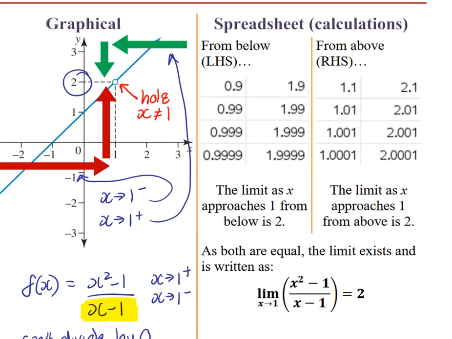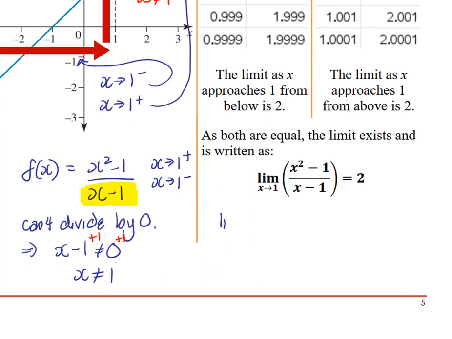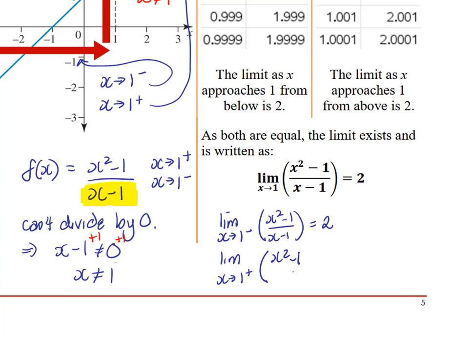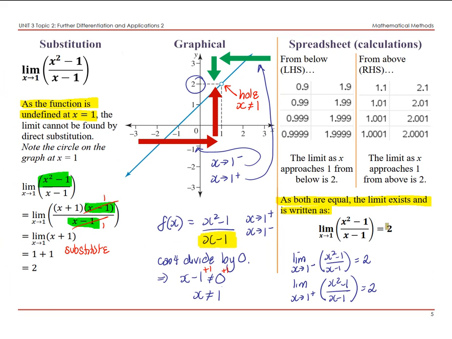Now, I didn't explain this in the previous video, so I will just say it now. You can go x approaches 1 from below of x squared minus 1 over x minus 1 equals 2. Limit as x approaches 1 from above, x squared minus 1 over x minus 1 equals 2. Okay, again, as both are equal, the limit exists, okay, and is 2.